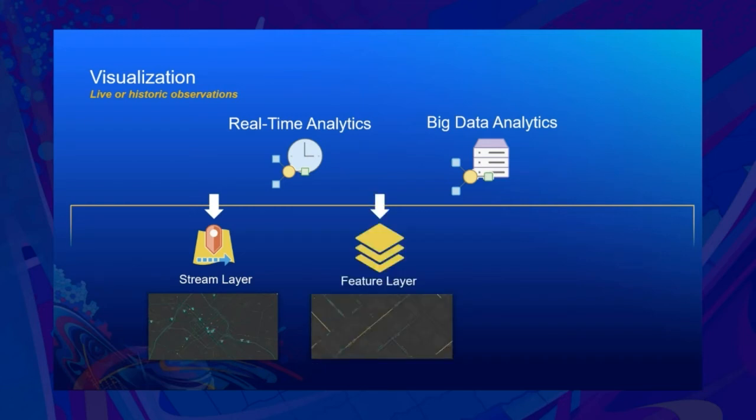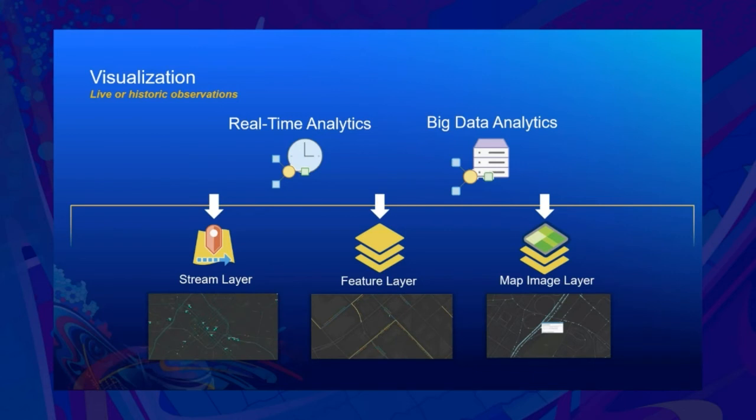Feature layers visualize data once it's been stored, and they're the most common type of layer used in ArcGIS. So to visualize data from feature layers in real time, you can set a refresh interval, and that requeries the information every few seconds. When you create a layer in ArcGIS Velocity, it also creates a special type of map image layer.